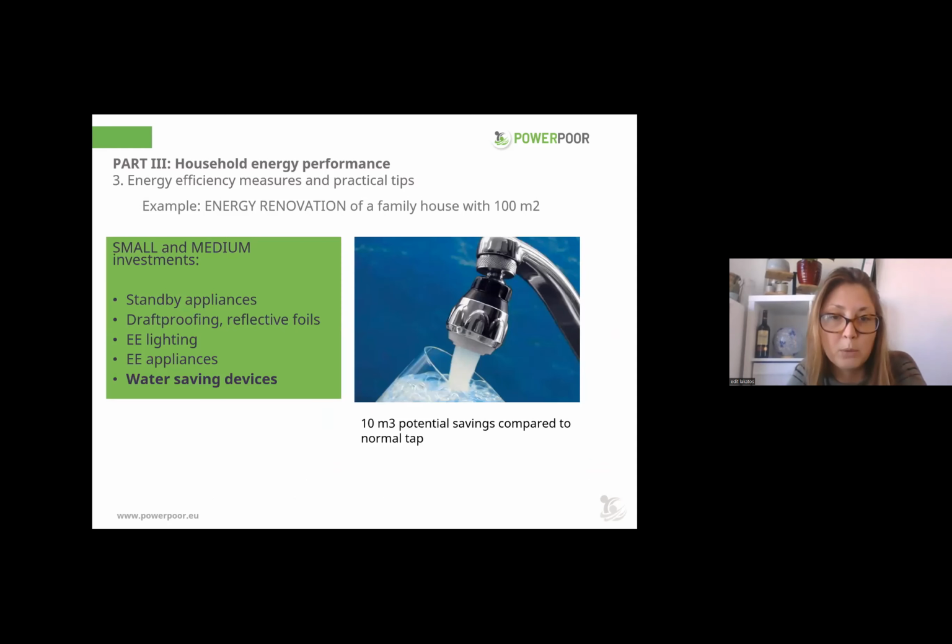Another tip that could be very useful is this water saving device. You see that there is a 10 cubic meter potential saving compared to a normal tap if you use that. I actually forgot to mention that these are examples based on the calculation on a family house with 100 square meters. But in any case, you save energy with all these tips. Just the number would change a little bit if your space is smaller or bigger.